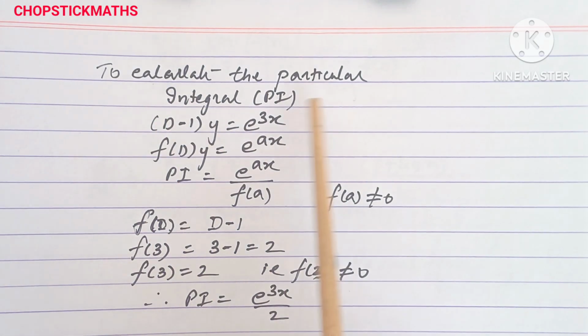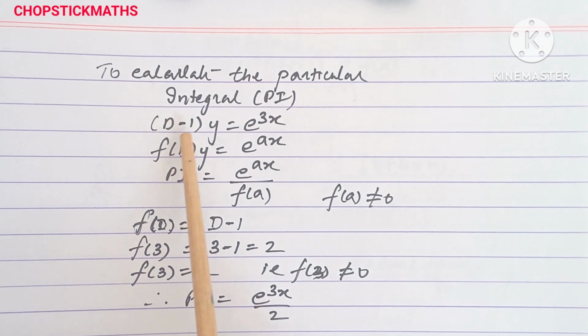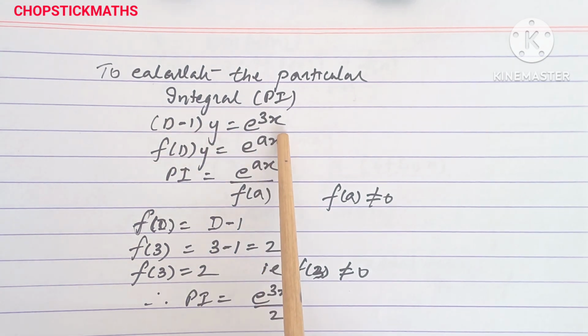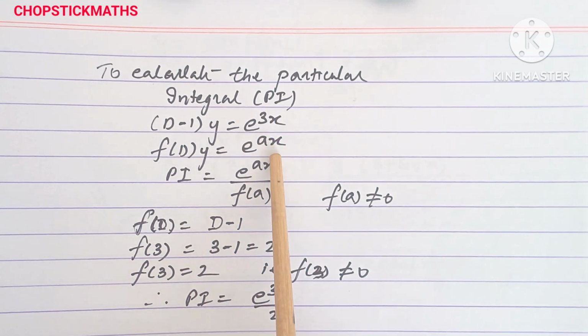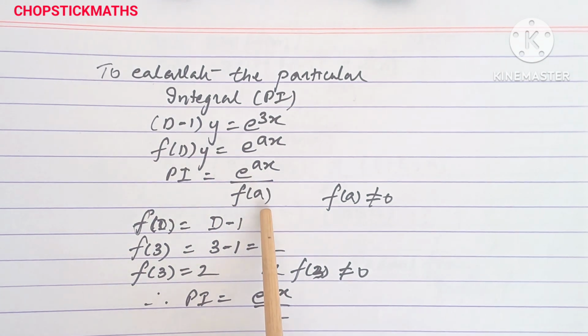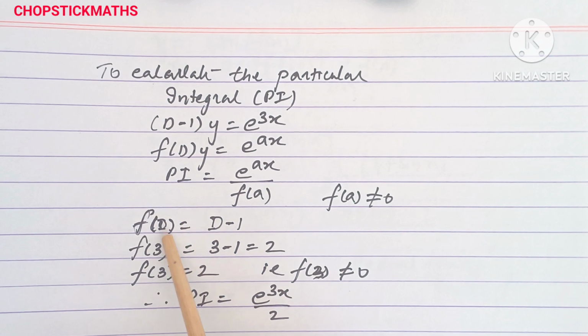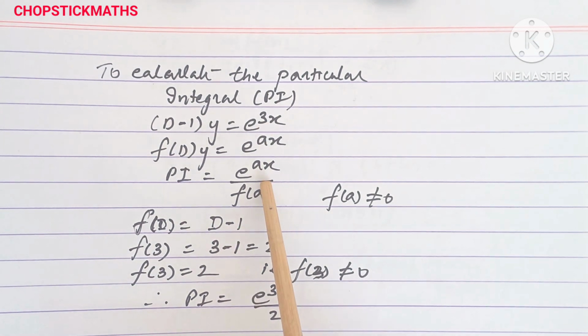To calculate the particular integral, PI. Now the given differential equation is (D minus 1) y is equal to e raised to 3x. Now comparing this with the standard form f of D into y is equal to e raised to ax, the particular integral of this differential equation is e raised to ax upon f of a, provided f of a is not equal to 0. And we can see that f of D is equal to D minus 1. Here a is equal to 3.